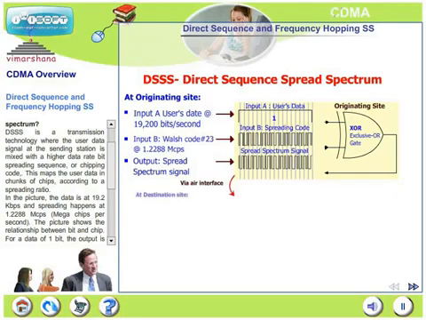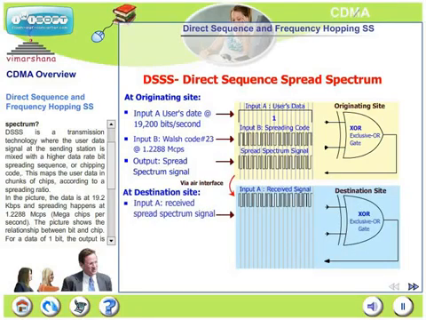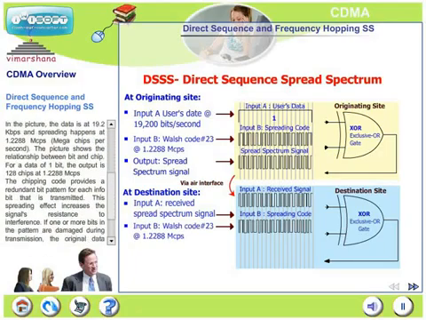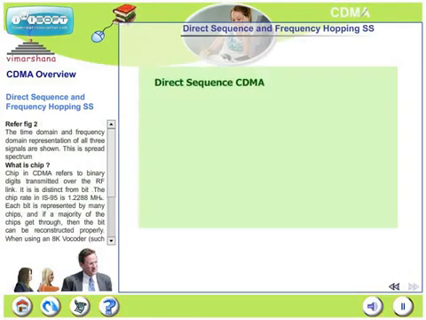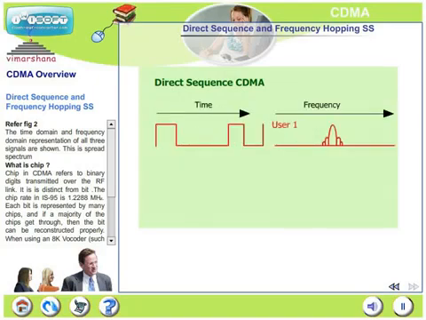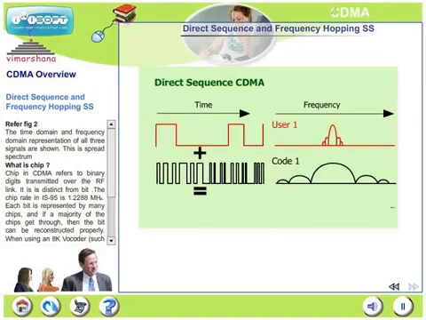The chipping code provides a redundant bit pattern for each info bit that is transmitted. This spreading effect increases the signal's resistance to interference. If, for example, one or more bits in the pattern are damaged during transmission, the original data can still be recovered due to the inherent redundancy of the transmission. Refer to the next figure on the slide. The time domain and the frequency domain representation of all three signals are shown in this figure.